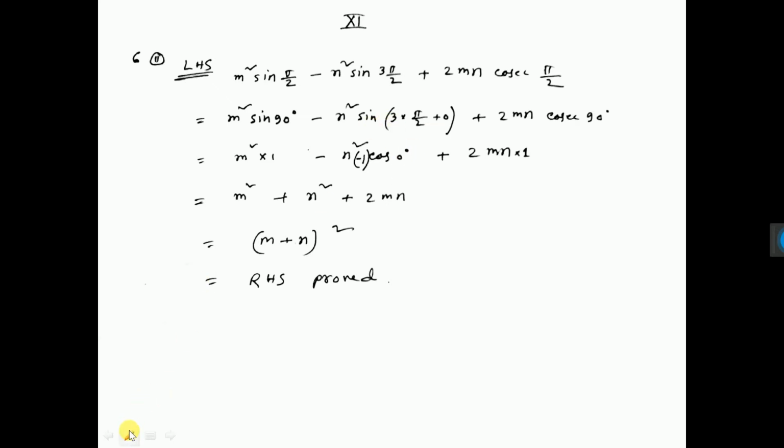And this is which quadrant? 3 into 90 plus theta, that means 1, 2, 3 into 90 plus theta. That means fourth quadrant. All sin, tan, cos positive. But our sum is sin. That is why one minus sign will come. Cosec 90 value is 1. So it is coming m square plus n square plus 2mn. The formula is m plus n whole square. This is left hand side and it is told to prove that this is equal to m plus n whole square. So we got right hand side and it is proved.